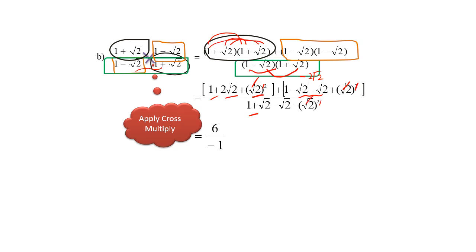So I will have the top one as 6. Why? 1 plus 2 plus 1 plus 2 is equal to 6. The middle one, 2 root 2 and negative 2 root 2, cancel each other. So we are left with 6, and the bottom one is 1 minus 2, so it's negative 1. So the answer will be negative 6.